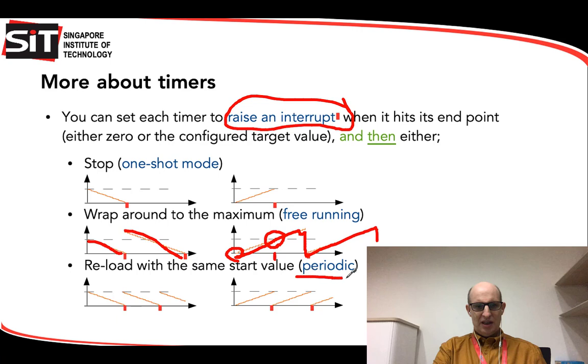A periodic timer is one where, when it reaches 0, it reloads the start value again. So it might start at a certain value you've programmed in, and count down to 0. When it hits 0, it raises an interrupt, and then loads the target value, and then counts down to 0, then loads the target value and counts down to 0 again. Or going upwards, it starts at 0, counts up to the target value, raises an interrupt, goes back to 0 again. And this is the most useful, the periodic timer.